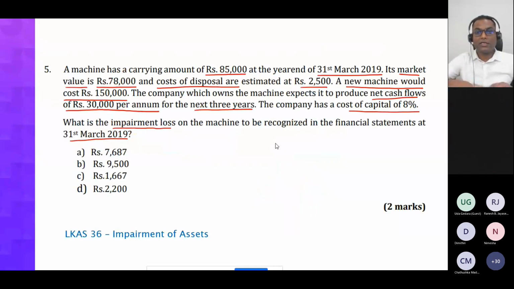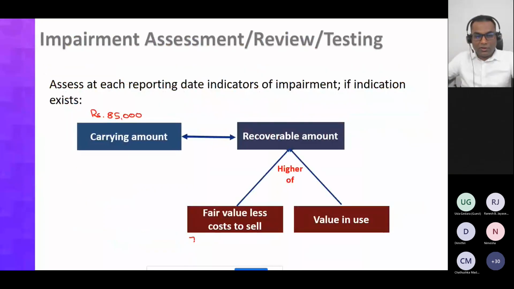Now in this question, you have been given information to calculate the fair value less cost to sell and the value in use. It was mentioned that the market value is 78,000 rupees and the disposal cost is 2,500 rupees. So fair value is 78,000, the market value, and the cost to sell is 2,500, which means what is the fair value less cost to sell?